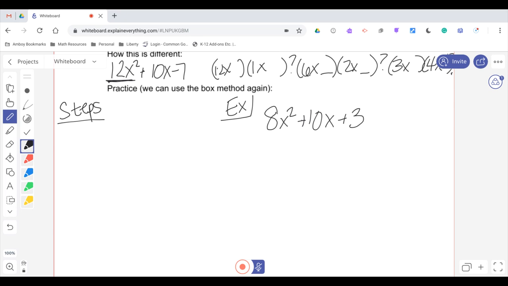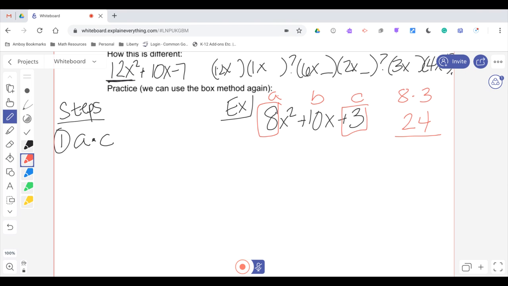My first step is to take A times C. That's a times sign. If you want to, above your example here, label that this is A, this is B, and this is C. What I'm doing is taking 8 times 3, and that will give me 24.